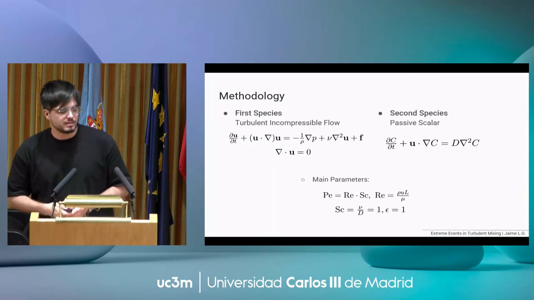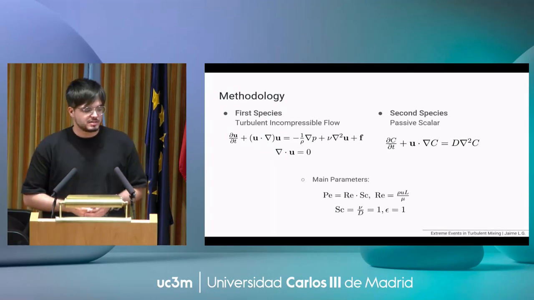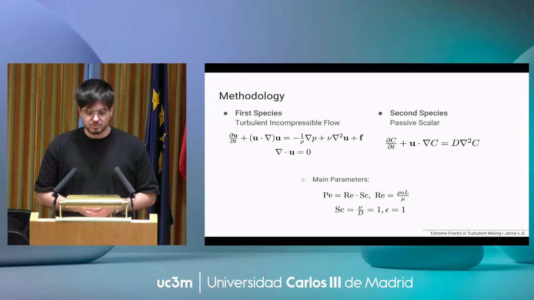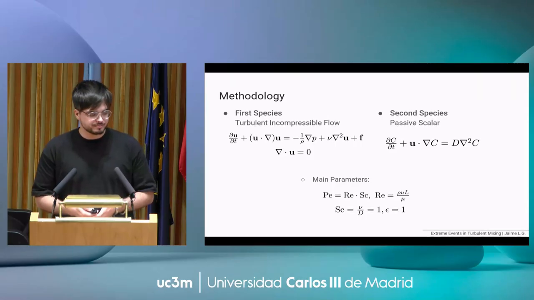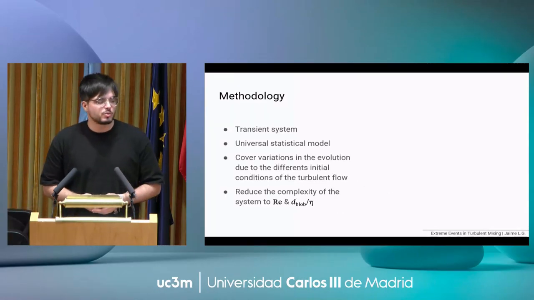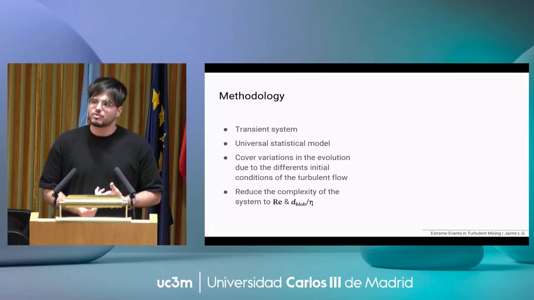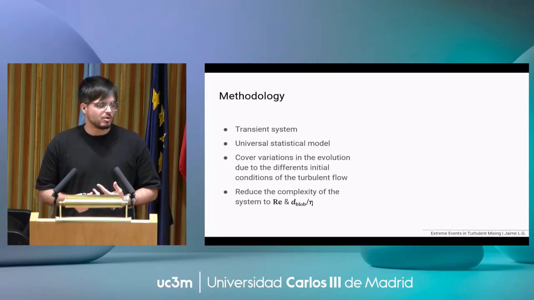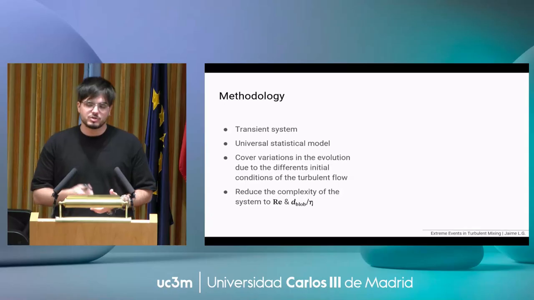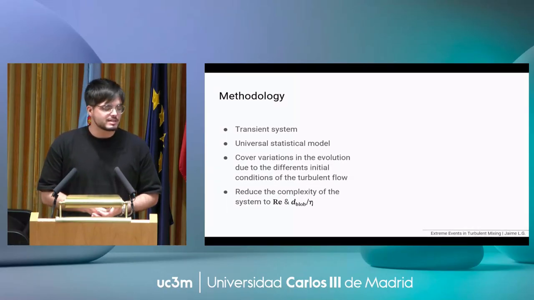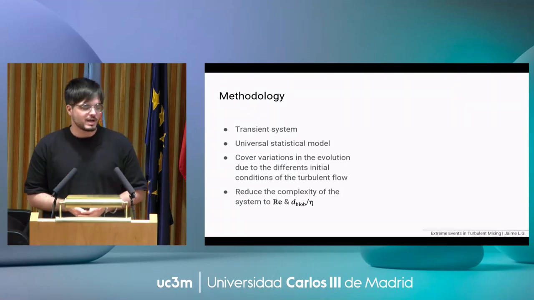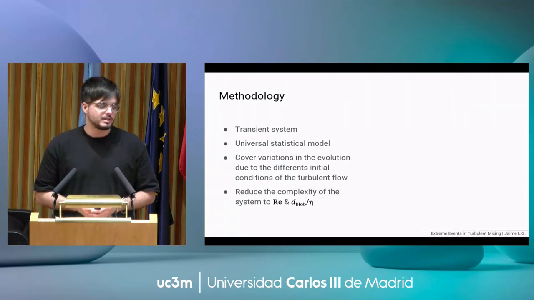That it is 3:1. This is due to a trade-off decision between cases of interest and what is computationally possible. So in summary, what we have is a transient system. We are looking for a universal statistical model covering all the possible variation in the evolution due to the different initial conditions of the turbulent flow. And we want to reduce the complexity of the system to the range of parameters of the simulation and the scale of the diluted cloud.